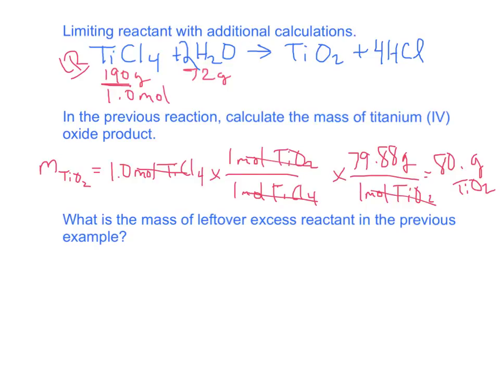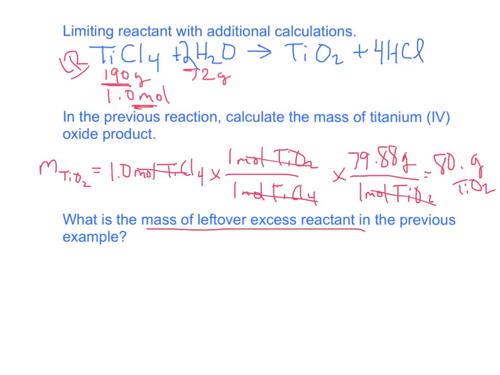And now another problem that you get asked very often is, what is the mass of the leftover excess reactant? So in this case, how do we approach this, Mr. Hunter? Well, first we have to know how much limiting reactant we had, which we knew we had 1 mole of the limiting reactant. So for every 1 mole of TiCl4, we're going to have 2 moles of H2O consumed. So we have to figure out what 2 moles of H2O weighs and subtract. You're basically going to convert this amount into moles of water that are going to be used up, and then go.